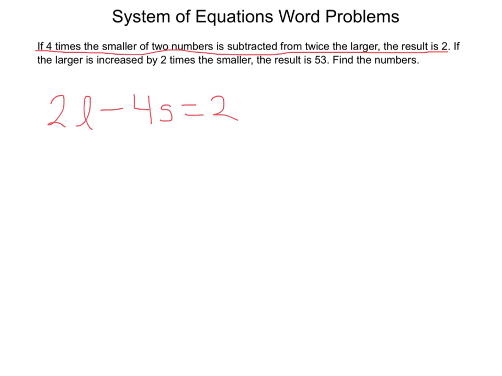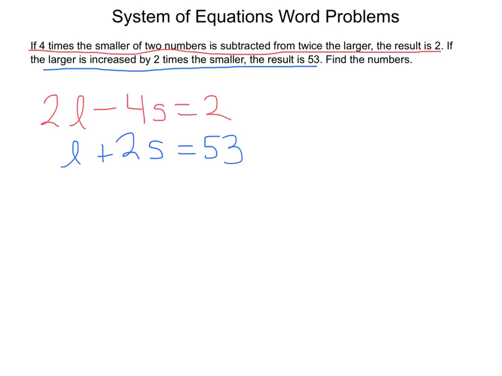Now it says if the larger is increased by 2 times the smaller, the result is 53. So we take the larger, increase it by 2 times the smaller, and our result is 53. Okay, now that we have our two equations, we are ready to solve.